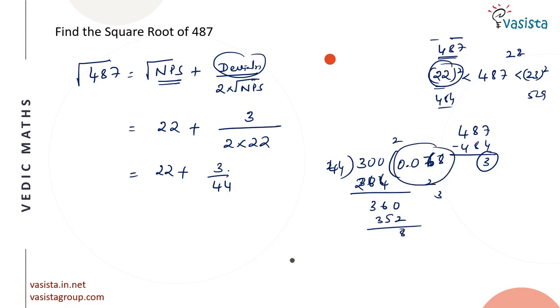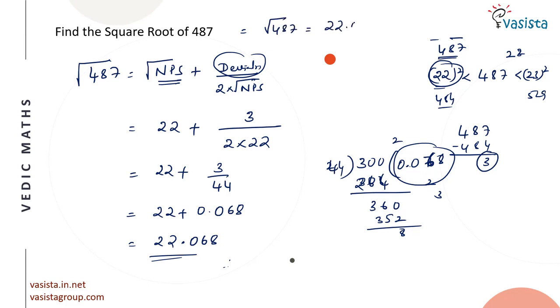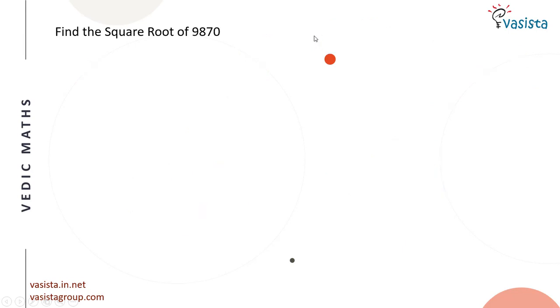So this is what we need to add here: 22 plus 0.068, right. So this is going to be 22.068. So that's what the square root of 487 is going to be: 22.068, or approximately 22.7. You understood? Let me check out with one more problem, that is 9870.